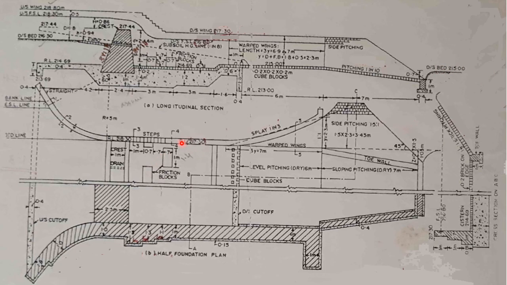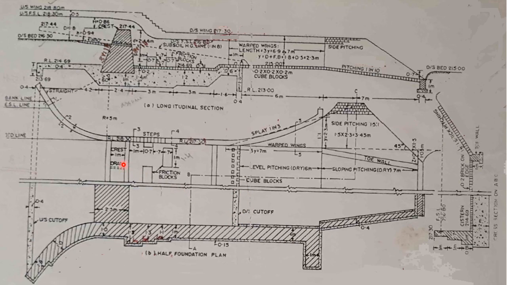Now when we come to the plan or half foundation plan, as we know, above this line we have the actual plan or the top view, and below this line we have the plan at the foundation level. So at the foundation level, this is an upstream cutoff wall and this is a wing wall. So this is the foundation of the wing wall. As we can see, this is the foundation of the wing wall. This is the foundation of the crest wall. Then this is a toe wall, and here we have the upstream cutoff wall and the downstream cutoff wall. This is a downstream cutoff wall.